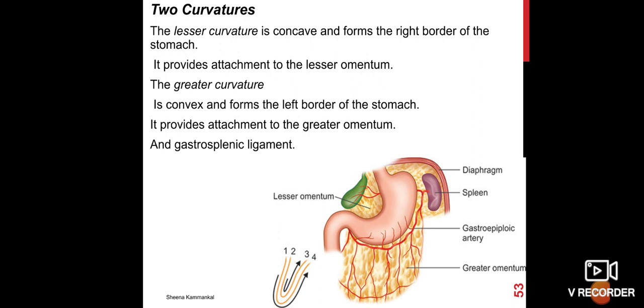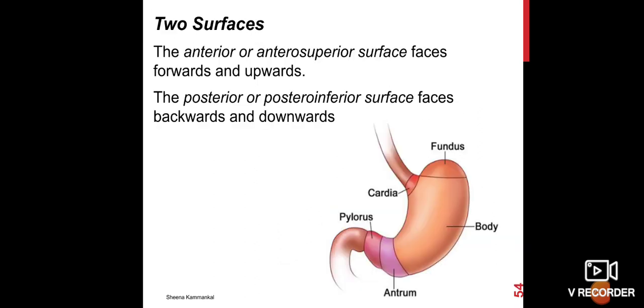Regarding the 2 curvatures, they are otherwise called the borders. And these borders are curved borders. That's why they are called curvatures. The curvatures are the greater curvature. This is one border, which is a long curved border called greater curvature or the left border. Then this is the lesser curvature or right border. This is convex, this is concave. The 2 surfaces of the stomach are the anterior surface and posterior surface.